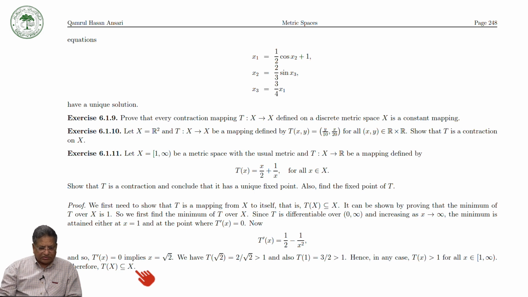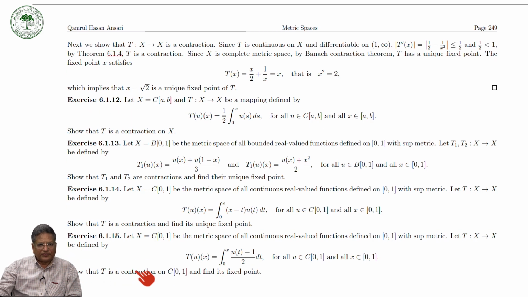Now the second part is we have to prove that T is a contraction map. T is continuous and differentiable on the open interval (1, infinity). We can calculate the derivative: |T'(x)| equals the modulus of 1/2 minus 1/x², but this is less than or equal to 1/2. And of course, 1/2 is less than 1. Keep in mind, we are considering x in the open interval (1, infinity), so x is greater than 1, so 1/x² is less than 1. So the whole thing is less than or equal to half.